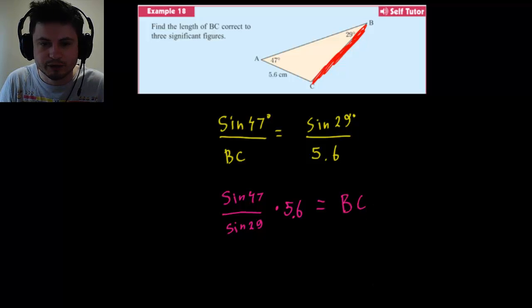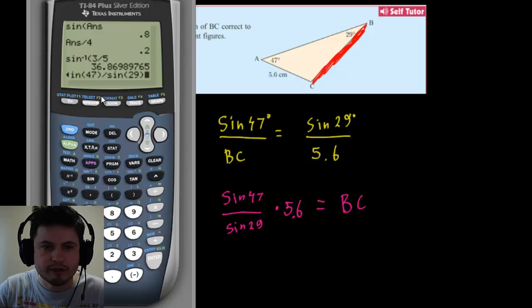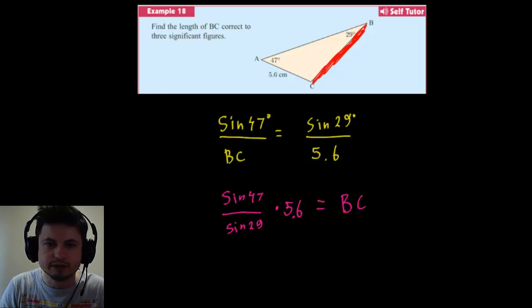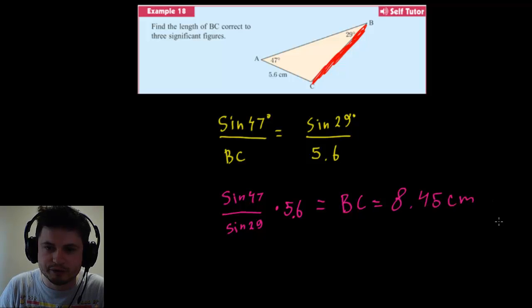And let's use the calculator to quickly find this. So sine 47 divided by sine 29 and multiplied by 5.6 will give us 8.45. 8.45 is the length of side BC. So this will be 8.45 centimeters, and this is the answer for this particular example.